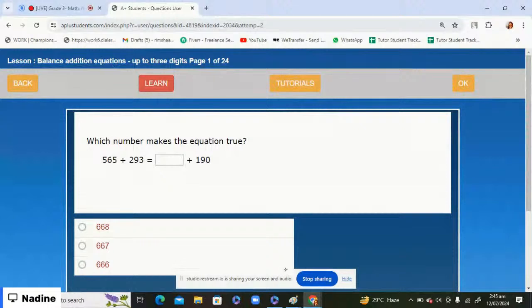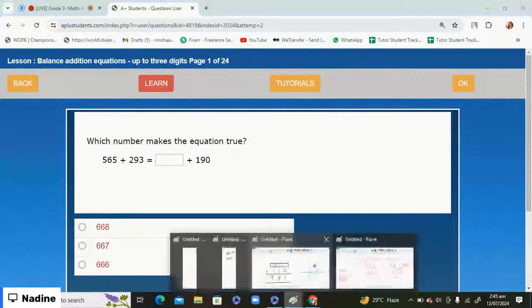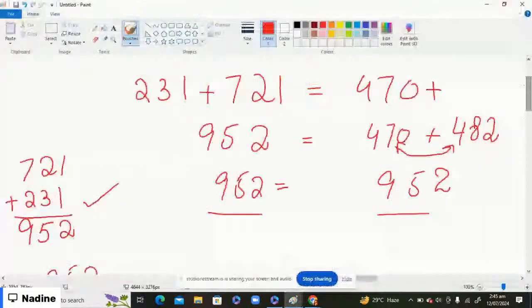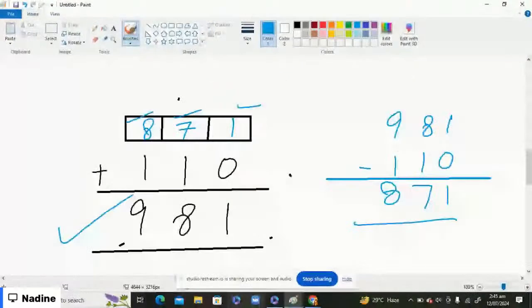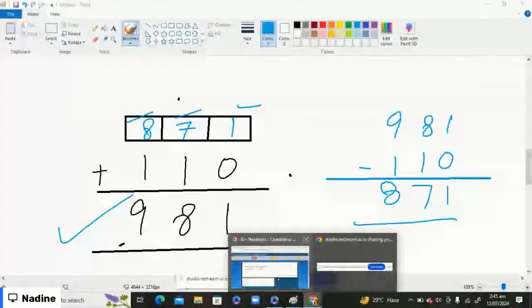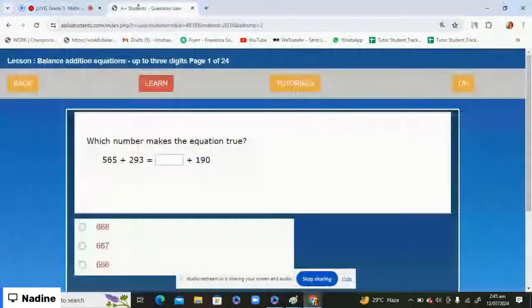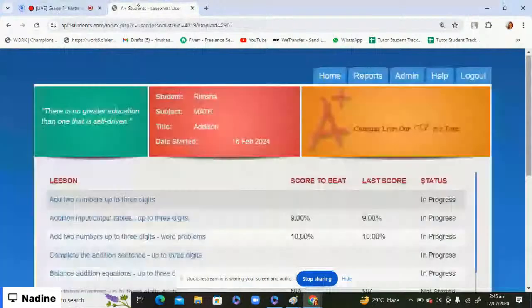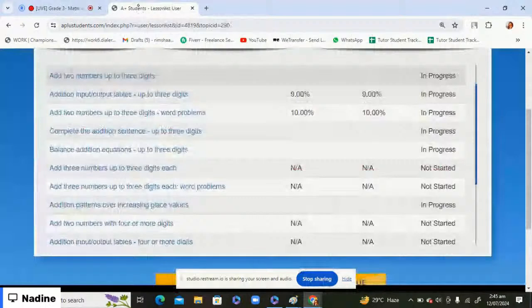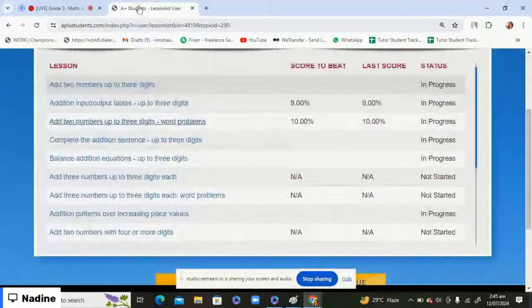All right, so today we discussed grade 3 maths. Okay, and the lessons today, all these 5 lessons we discussed. So hope you guys understand all the lessons. Look at here, these 5 lessons today we covered. Okay, add two numbers up to 3 digits, and balance addition equation up to 3 digits.